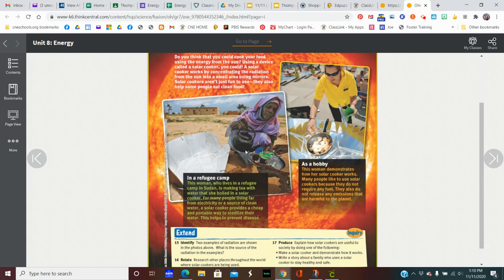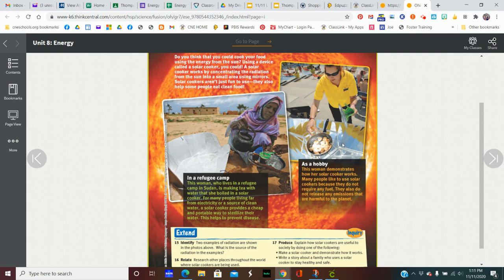So here's a woman in a refugee camp where she is using this solar cooker here. It says this woman who lives in a refugee camp in the Sudan is making tea with water that she boiled in a solar cooker. For many people living far from electricity or a source of clean water, a solar cooker provides a cheap and portable way to help sterilize their water. This helps to prevent disease.